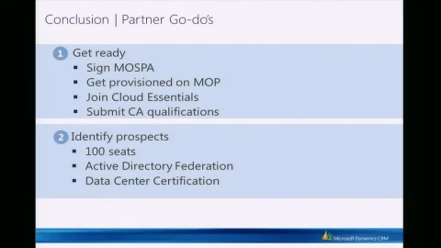Key things for you to go do. First, get ready. There's no need for you to wait to sign the MOSPA. You can do that today. Go ahead and get provisioned on that Microsoft Online portal. That'll enable you to start taking advantage of internal usage rights for Office 365. You can join that Cloud Essentials program and the Cloud Accelerate program if you've already been selling online services. And we also want you to get out there and start identifying prospects. Look for those prospects with 100 or more seats and some specific needs around their CRM online implementation, like Active Directory Federation and data center certifications.